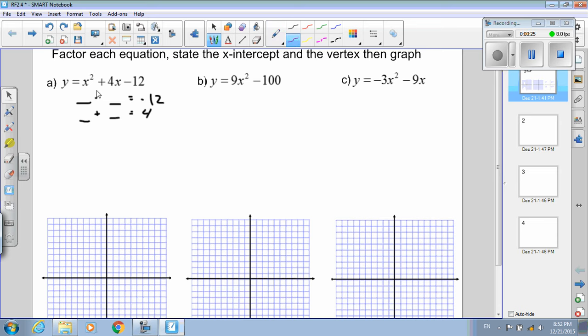They are, in fact, 6 and negative 2. You can look at all the factors of 12 and go through them, and you would see that the only one that would fit is 6 and negative 2. Now, those aren't my roots, those are my zeros. So that means that y equals x plus 6, x minus 2. So that's my factored expression.